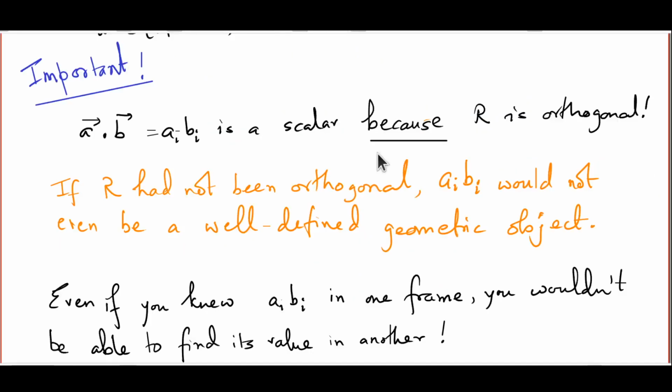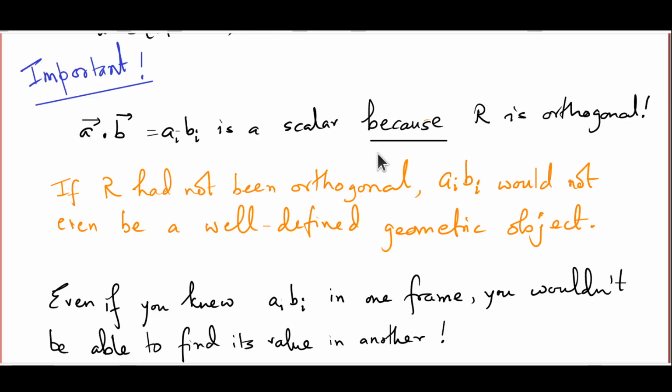This rather simple proof actually leads to a very important point. Note that A dot B, which is defined to be A_i B_i, is a scalar, but it is a scalar only because the transformation matrix R is orthogonal. Now that is a property of rotations, but not all transformations are rotations. If R had not been orthogonal, that is, if x had become x' equal to Rx, where R is a non-orthogonal matrix, A_i B_i would not be a scalar. Indeed, it would not even be what is called a well-defined geometric object or a well-defined entity independent of the coordinate system.